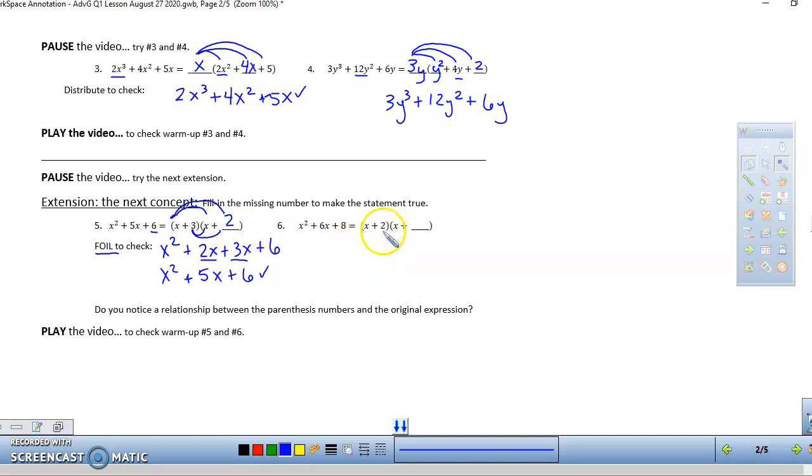Okay, so we get to here. So what we learned from the last example is really the most important piece is that last thing you have to do, the 2 times the blank has to be 8. So this should be a 4, but we are going to FOIL to check. So x squared, 4x, 2x, and then the 8. Combine like terms and you get the x squared plus 6x plus 8. Again, matching, that checks out. The 4 is correct.